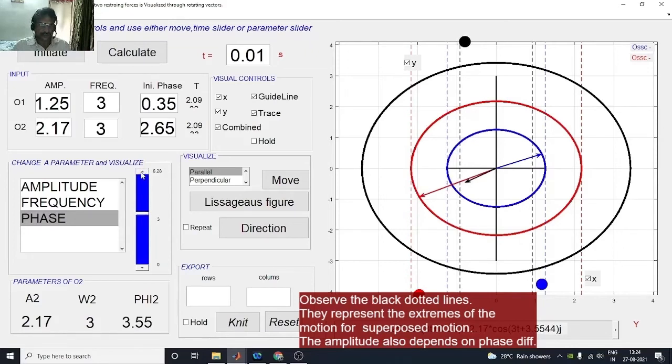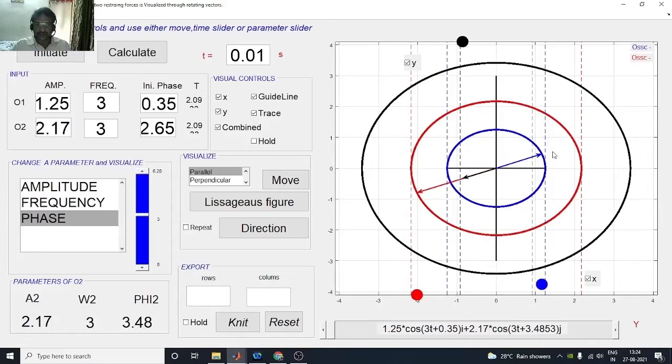So this is a special case where the phase difference is pi. They are opposite in phase. So in here the amplitude will be minimum. Let us see as a function of time what happens. Both are out of phase, red and blue, and the black one is making a circle with small amplitude.